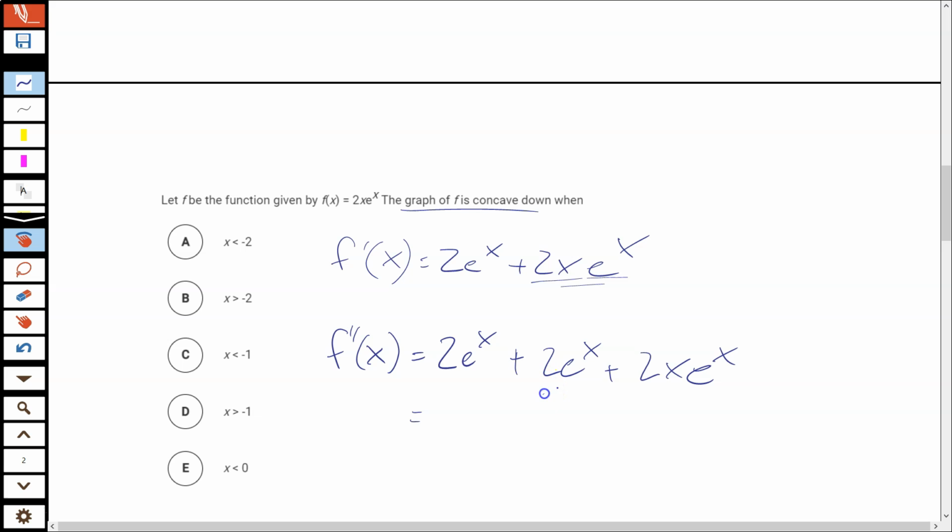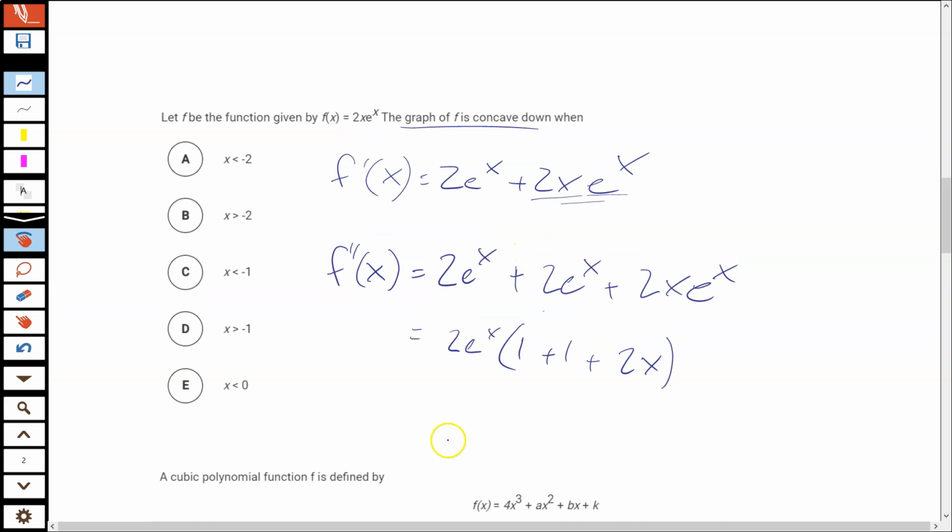So I'm going to note that each term has 2e to the x in it. I'm going to pull that out. And I get 1 plus 1 plus just 2x here. Okay. So here I'm asking you to think a little bit. So I'll combine like terms. And we want to find critical points. Or really, we want this to be negative. Okay, so we'll talk about critical points though.